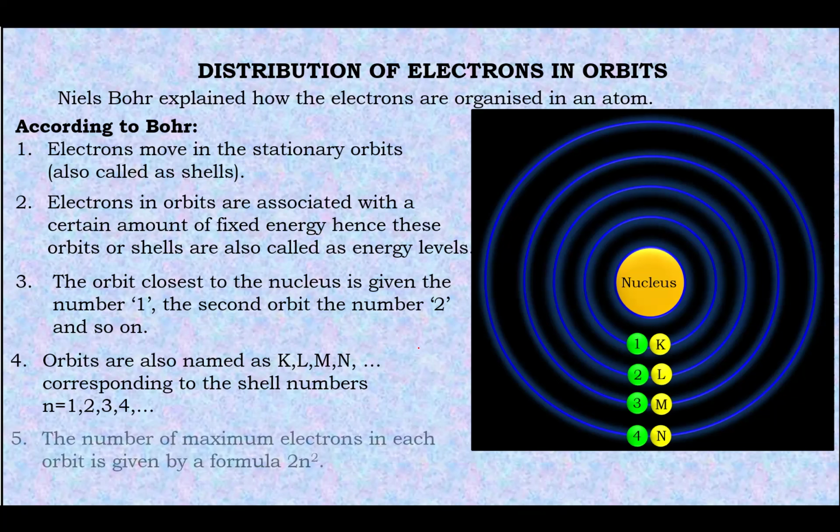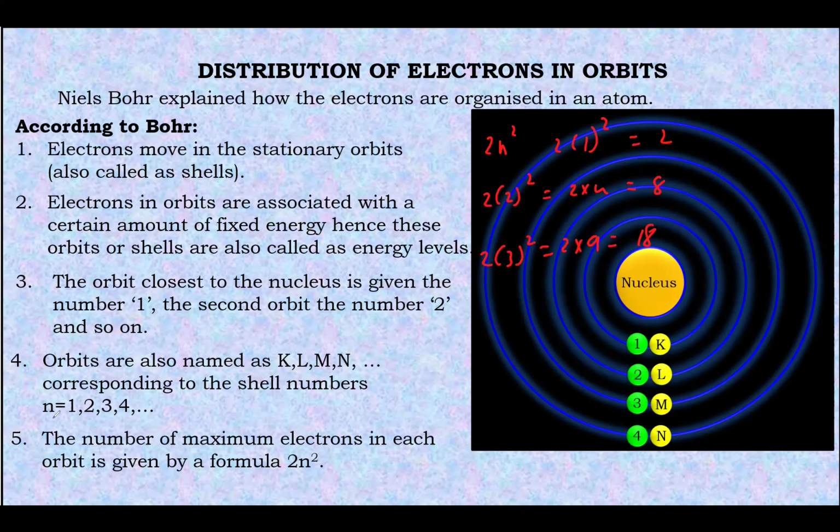Now, what is the rule for how many electrons can go in each shell? The formula is 2n square, where n is the orbit number. In the first orbit, 2 into 1 square, so 2. In the second orbit, 2 into 2 square, so 2 into 4, which is 8. In the third, 2 into 3 square, so 2 into 9, which is 18.